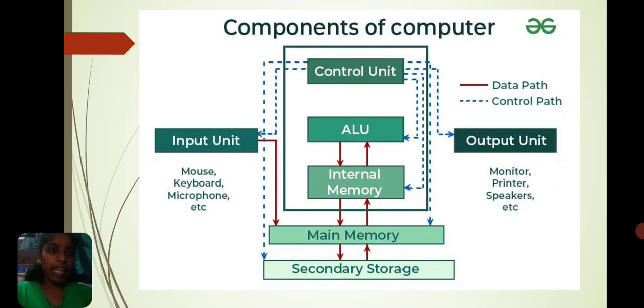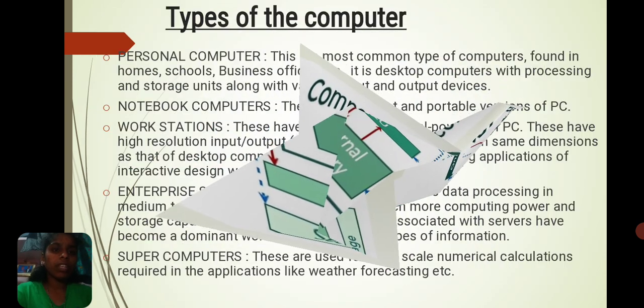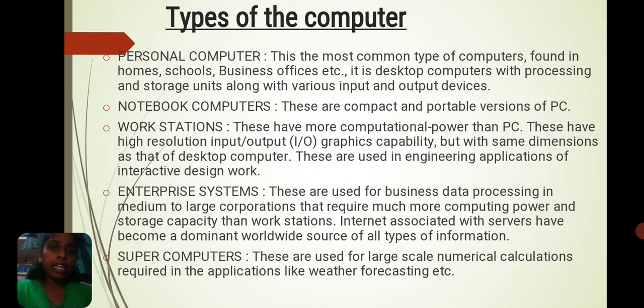Components of computer: control unit, ALU, internal memory, main memory, secondary storage, input unit, output unit. Types of computer: personal computer, notebook computer, workstation, enterprise systems, supercomputers. Personal computer means this is the most common type of computer found in homes, schools, business, offices, etc. It is a desktop computer with processing and storage units along with various input and output devices.